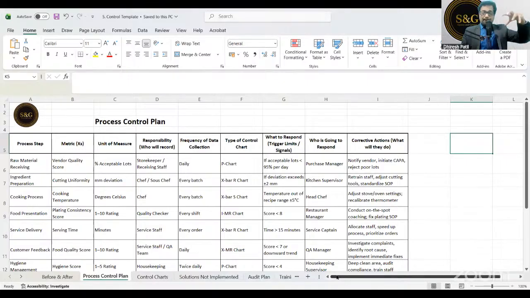Then process control plan. So you have to have a very stringent control on the process, right? So you have to monitor all the Xs. Who is responsible? What is the frequency of data collection? What action, if any deviation found, what action they will take? Everything. So a sample has been given for you. You can refer that. Okay.